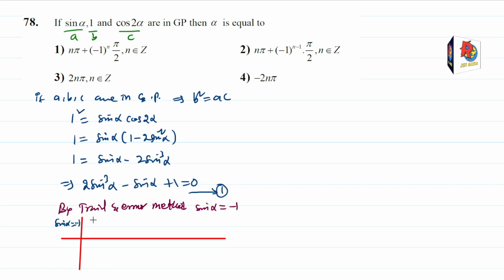First, the sin cube coefficient is 2. The sin square coefficient, there is no sin square term, then the sin coefficient is minus 1, then the constant is 1. Here we need to take 0. It will be 2 plus 0, 2. Minus 1 into 2, it will be minus 2. If I add 0 and minus 2, it will be minus 2. Again, minus 1 into minus 2, it will be 2. Then minus 1 plus 2, it will be 1. Minus 1 into 1, it will be minus 1.